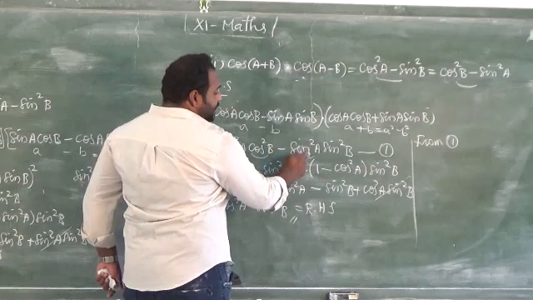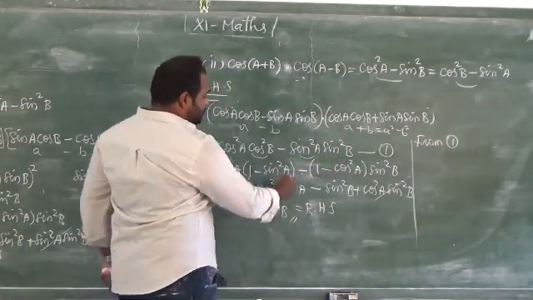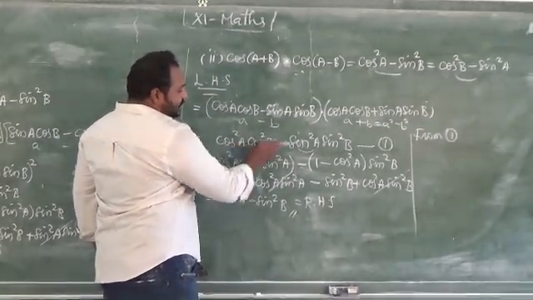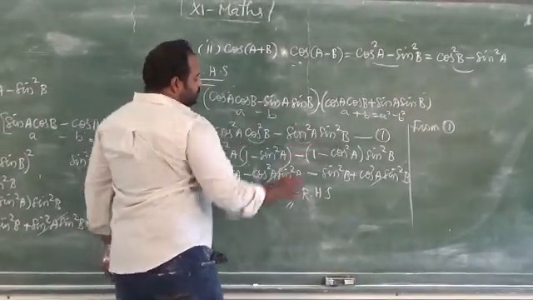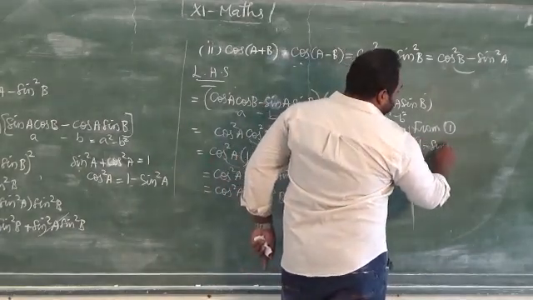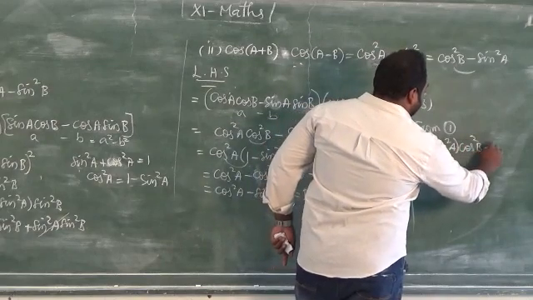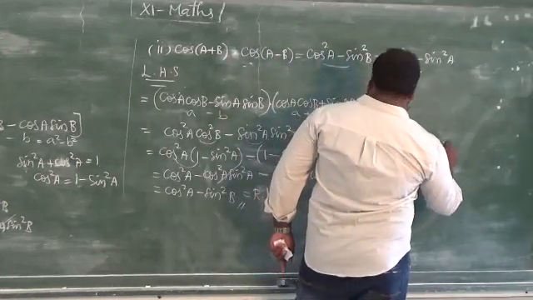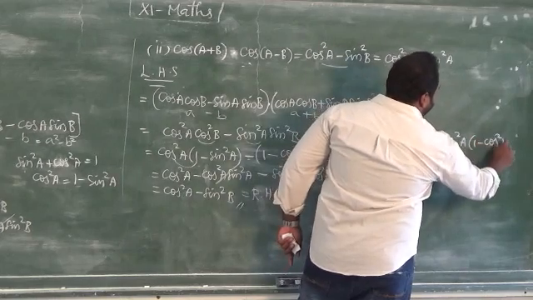Same like that, cos square A we have in the answer, so we have to change it to sin square B. Same like the last problem, only here in the first proof we have changes here and here. In the second proof we have changes here and this one. Now change cos square A as 1 minus sin square A, into cos square B minus sin square A, keep it as it is, 1 minus cos square B.